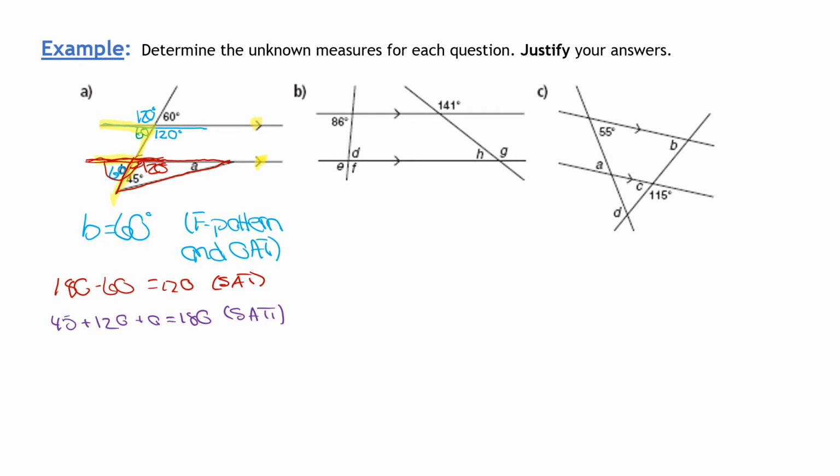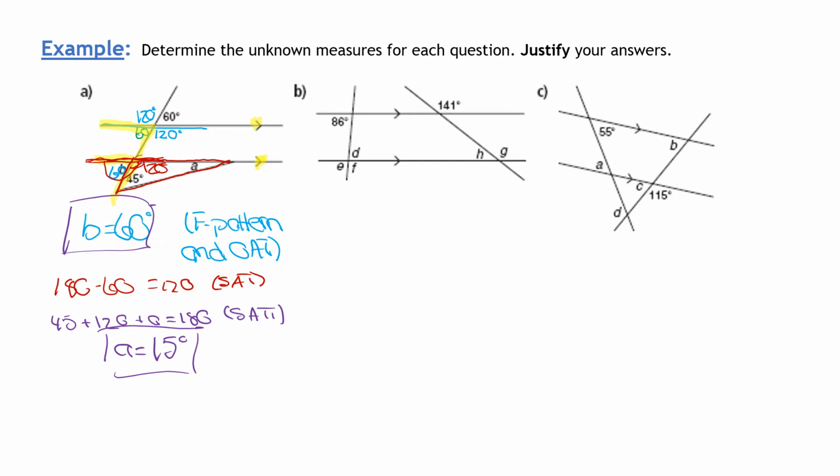Okay, now let's solve for A using a little bit of algebra, and we get A is equal to 15 degrees. So there's our final answers, A and B. Now over to question B. Again, I've got two transversals here, so I'm going to label a bunch of stuff.